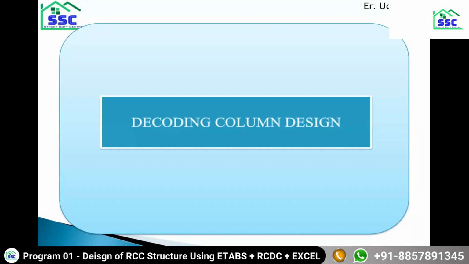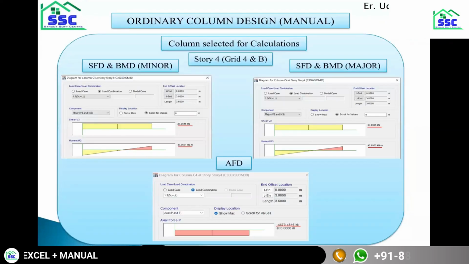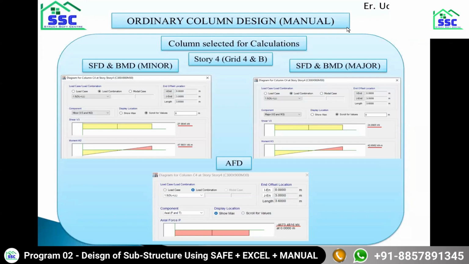So let us start with the design of column. The first type that we are going to study is the ordinary column design, and that we will do manually first of all. Now, when I say that my column is ordinary, for the sake of this workshop, we mean that it is a column in a structure which is being designed only for gravity load. There are no earthquake loads in that model.